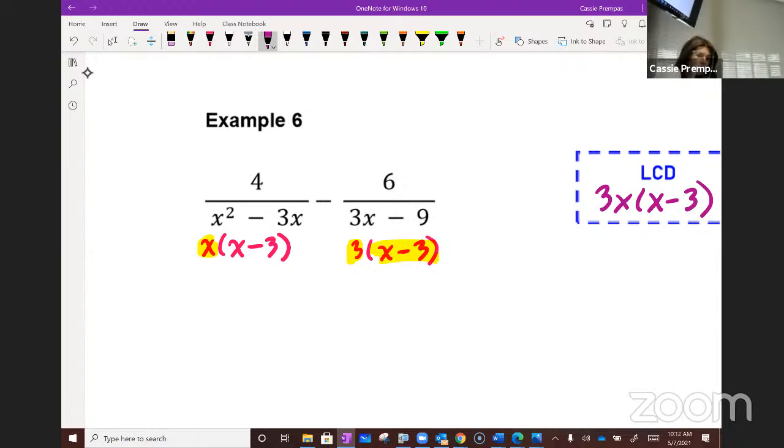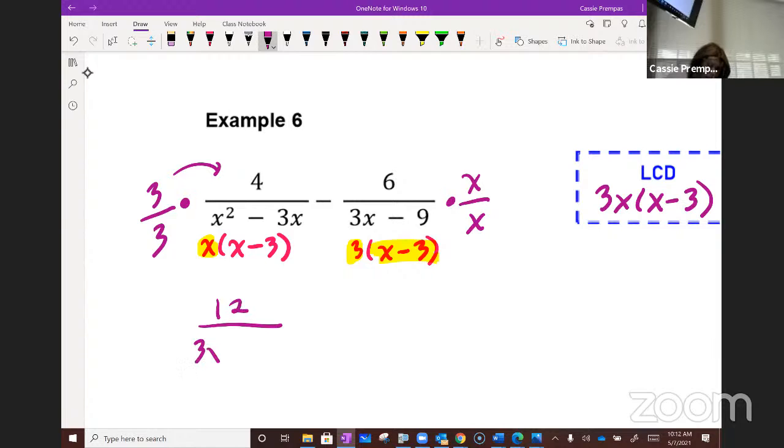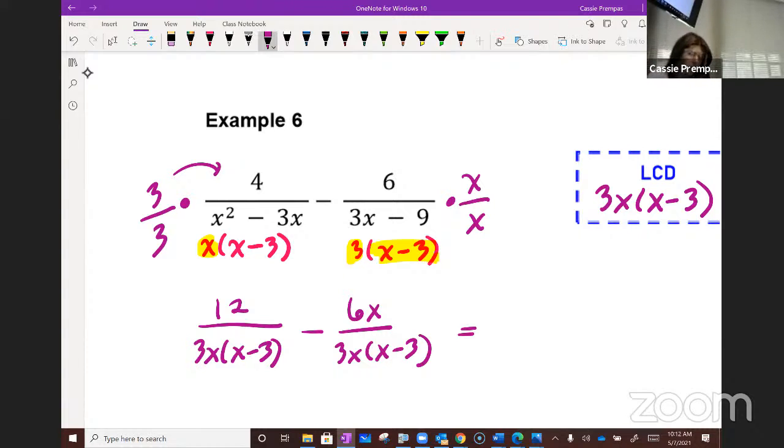What do I need to multiply this fraction by to get that least common denominator? 3 over 3, good. What do I need to multiply this fraction by? Good, x over x. Now I multiply the numerator, so 3 times 4 is 12 over, and I like to check, do I have the same denominator? Minus, multiply the next numerator, 6x over 3x times x minus 3. Are the denominators the same? Yep, so we can now combine the numerators. 12 minus 6x over 3x times x minus 3.